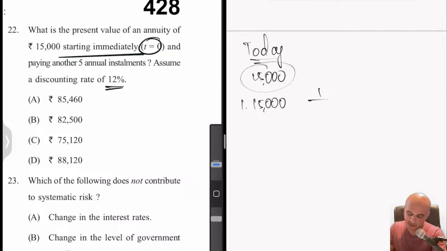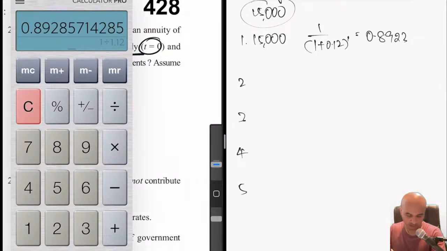Okay, I'll just write down for all the years so that I don't have to calculate again. So let me just do this. 1 divided by 1.12. This will be 0.8929. Sorry. Then second year it will be 0.7972. Third year it will be 0.7118. Fourth year it will be 0.6355. And lastly it will be 0.5674. Fine. So these are the present value factors.